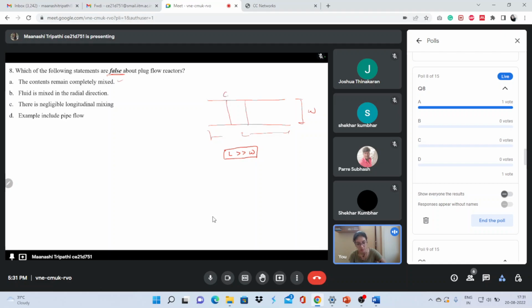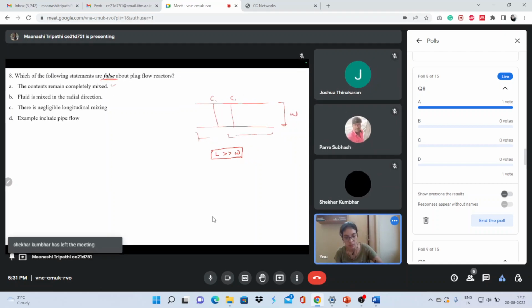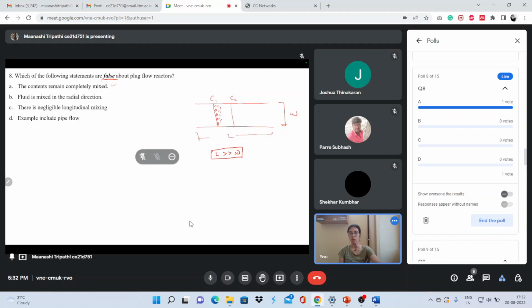Here it is C1, so here it will be C2. But the concentration in this line will be the same. Everything will be C1, C1, C1. Okay, so this is the major difference. In the same cross section, concentration will be the same, but in a different cross section, concentration will be different at the same time. So that is why option A is correct. Means it is false about this statement.